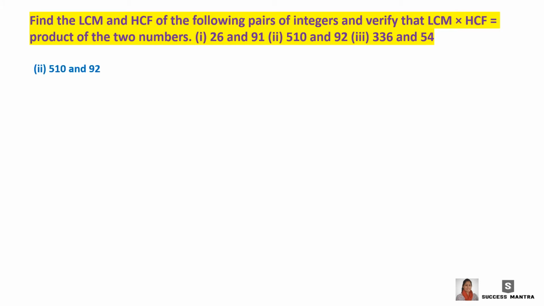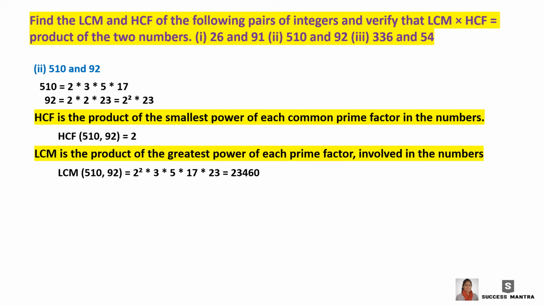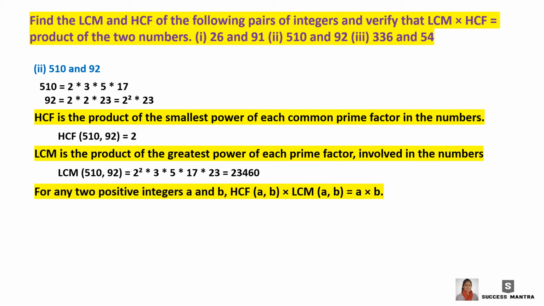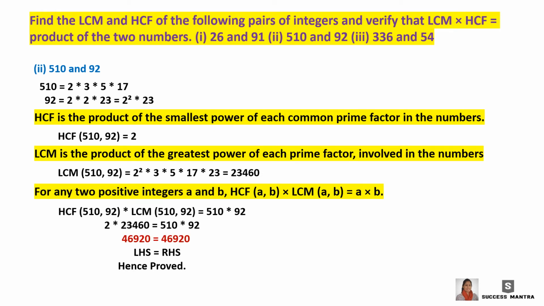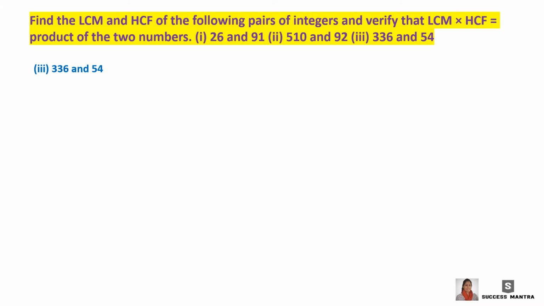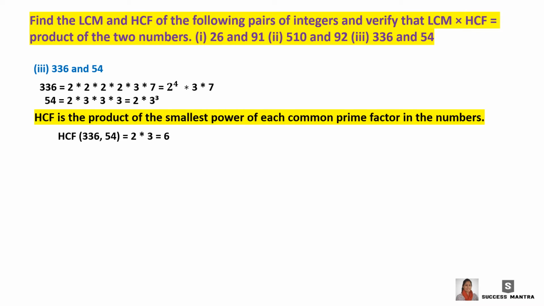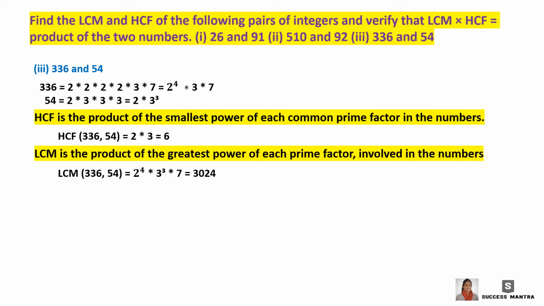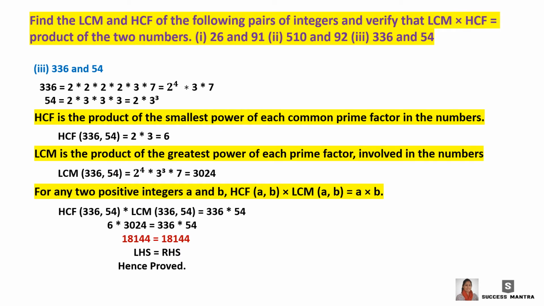Next is 510 and 92. Here also we take the factors, we write the HCF, we got 2, then LCM, then we verify the condition. Here also the condition is satisfied and hence the condition is proved. Third question is 336 and 54. Factorizing it, then HCF we got, LCM also got, and the condition here also we have verified.